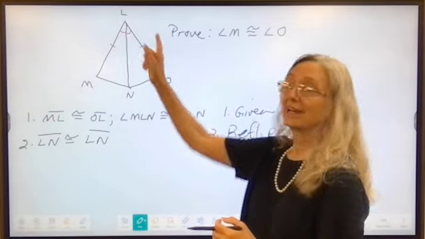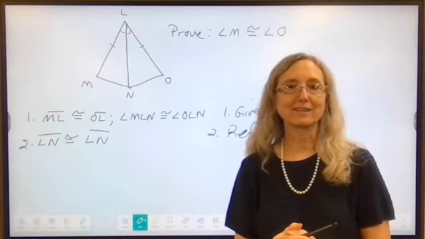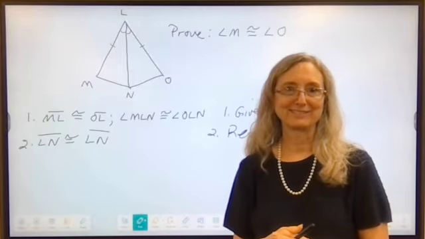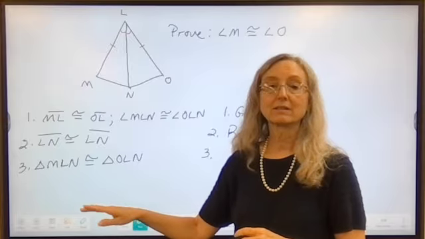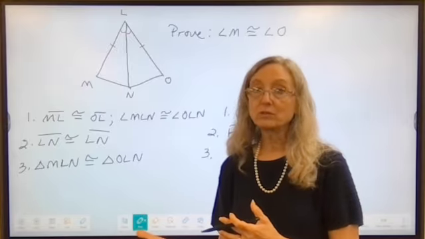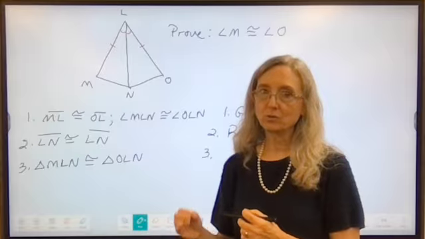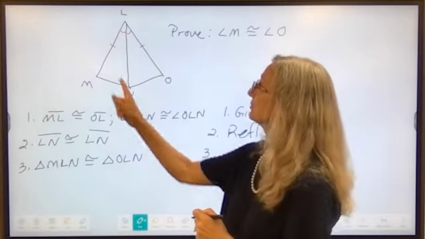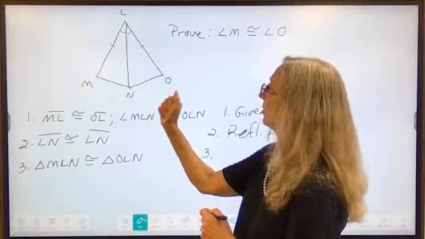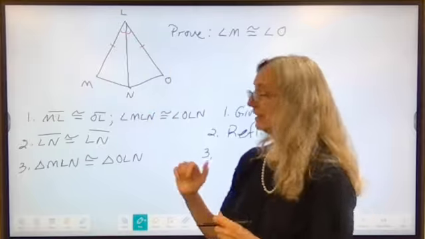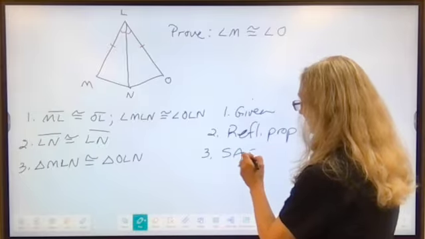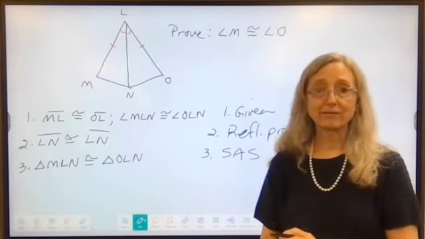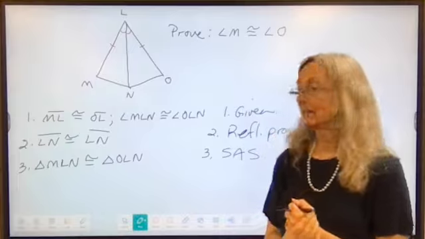Now we have side, angle, side. So now I can say the triangles are congruent. There are several different ways you can write the congruent statement, but make sure you write it in corresponding order. So I choose to say MLN is congruent to OLN, in congruent order. My reasoning is side, angle, side. That's enough for me to say.